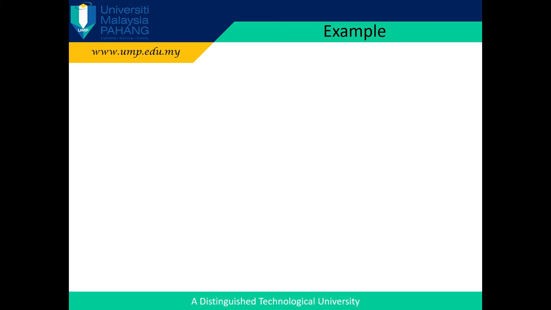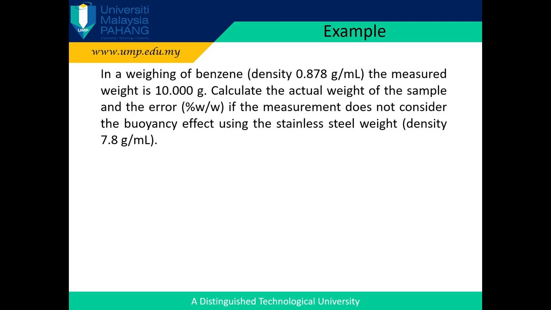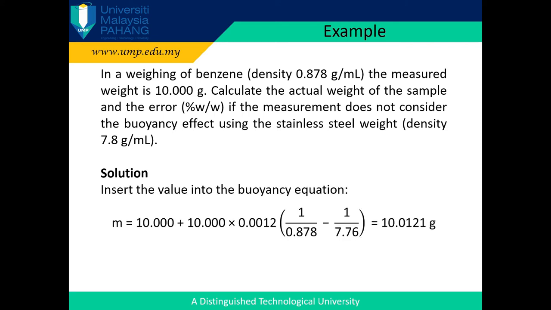This is an example of calculating buoyancy effect. In weighing of benzene with density of 0.878 gram per milliliter, the measured weight is 10 gram. Calculate the actual weight of the sample and the error if the measurement doesn't consider the buoyancy effect using the stainless steel weight with a density of 7.8 gram per mL. To solve the problem, insert the value given into the buoyancy equation as shown here and calculate the error percentage and you will get 0.12%.